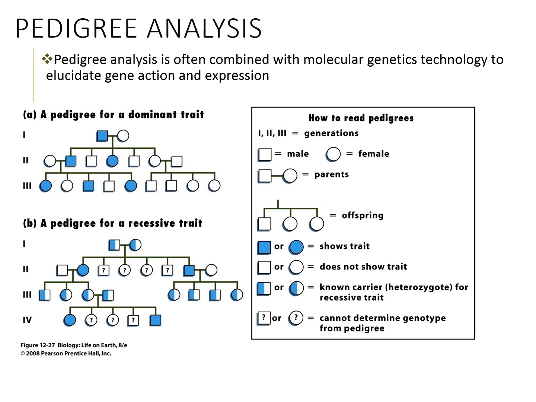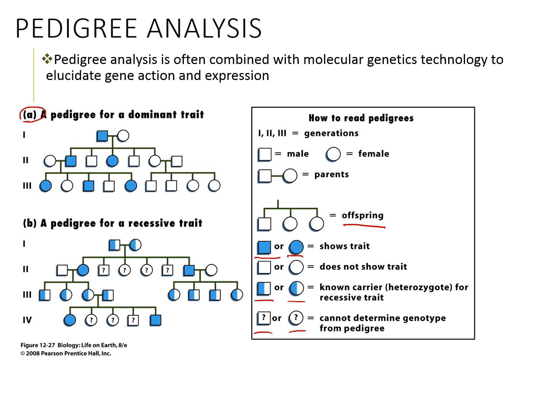Parents are shown with a square and a horizontal line connecting to the circle. So that is a pairing of parents. Offspring are like so. And let me now actually finish this. So affected is completely colored in, and half colored in means that they are a known carrier. Question mark means don't know.